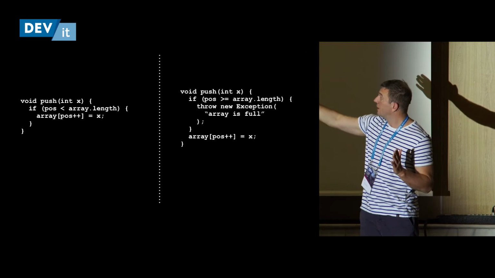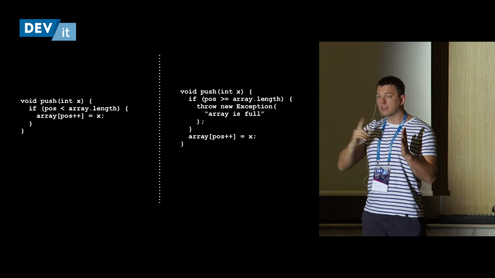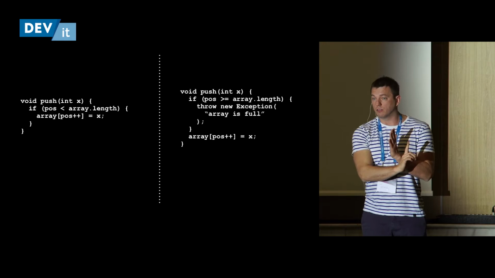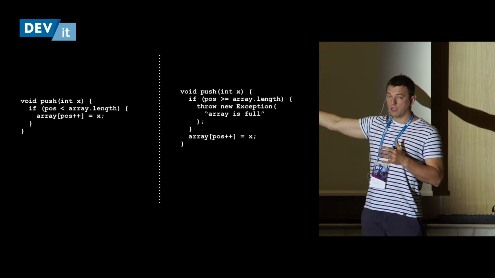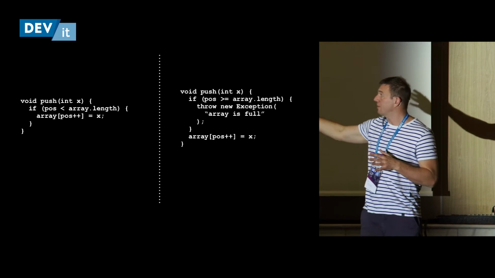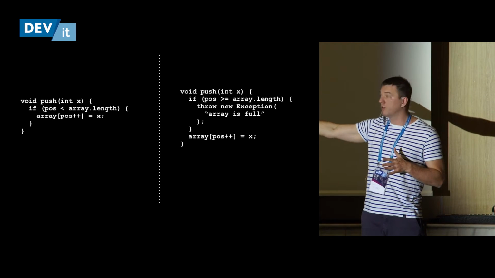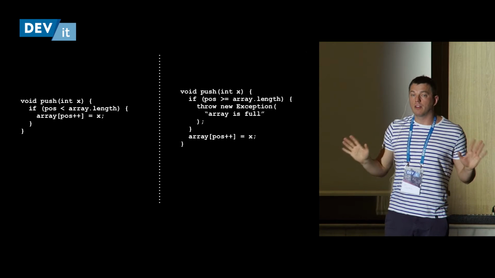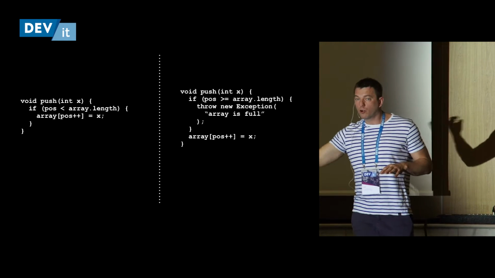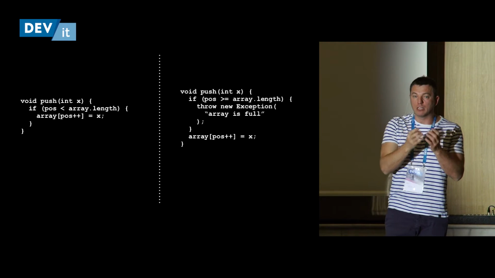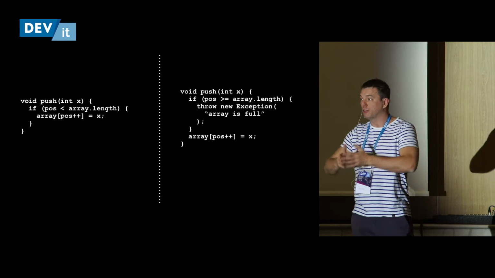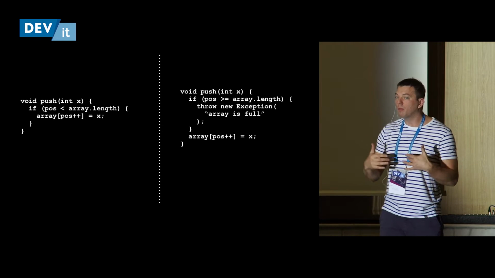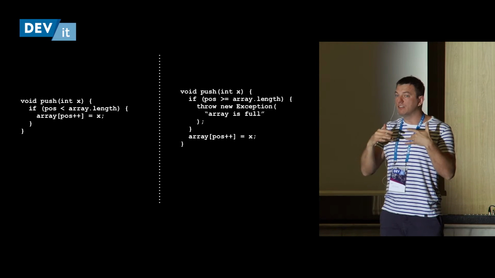So what I'm doing is checking if the position is less than the array length, then I put it there. What happens if the position is already outside of the boundaries? Nothing. It will just be ignored. When the push method is called, if the position is already outside of the array, absolutely nothing will happen. And the client who is calling me and asking me to put some integer number into the array which is already full will not know about that situation. This problem will be completely invisible to the client.